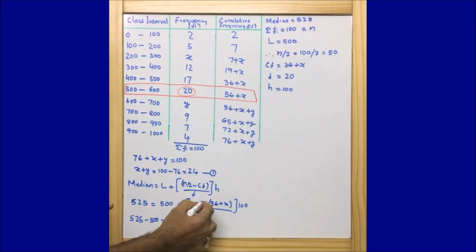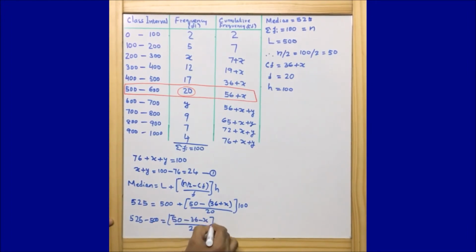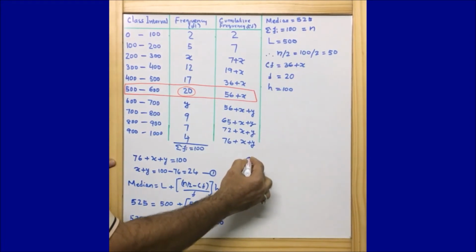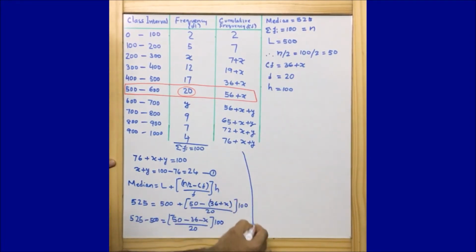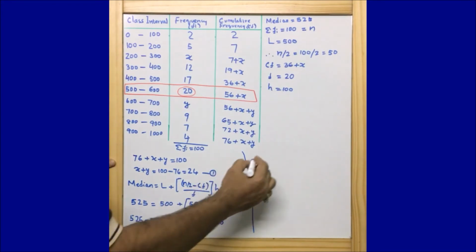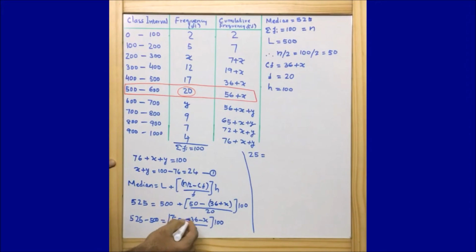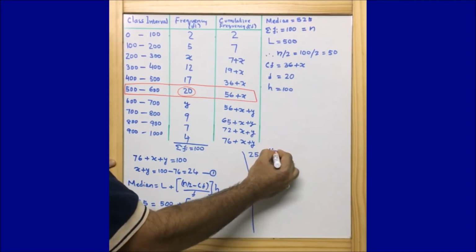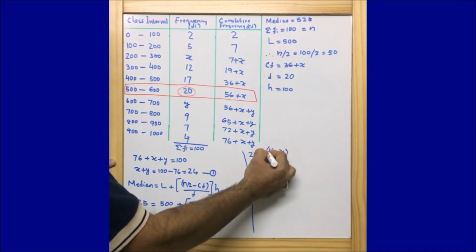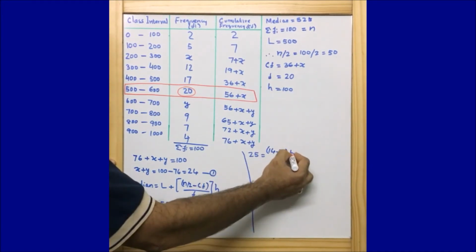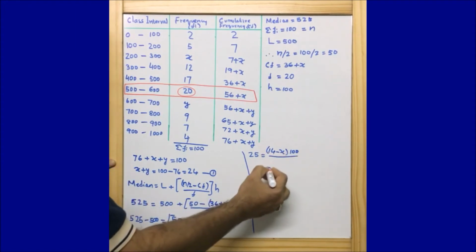Just I open the bracket. So before the bracket minus is there. So these values will become minus 36 minus x by 20 into 100. Or I can write 525 minus 500 as 25 is equal to 50 minus 36. 50 minus 36 is 14. So here I will write 14 minus x into 100 by 20.